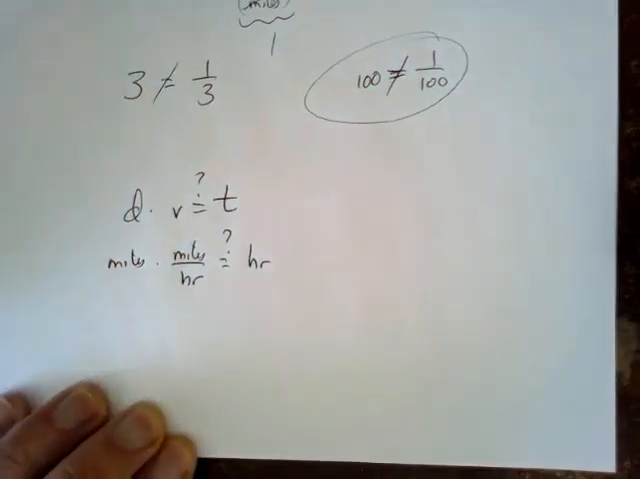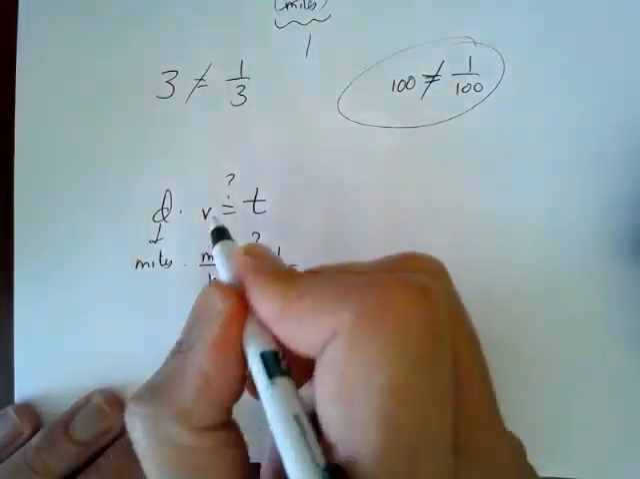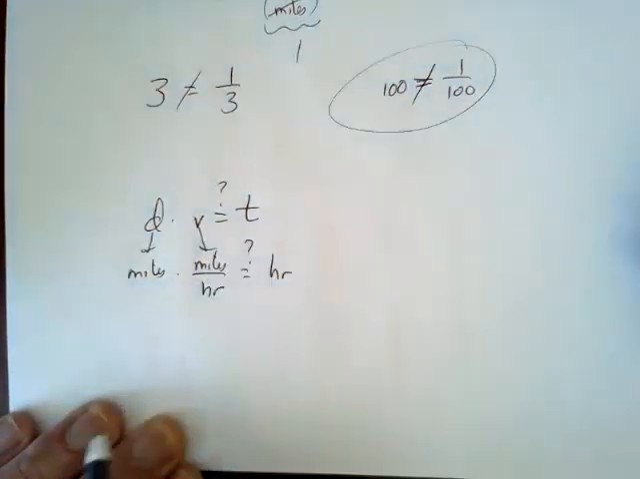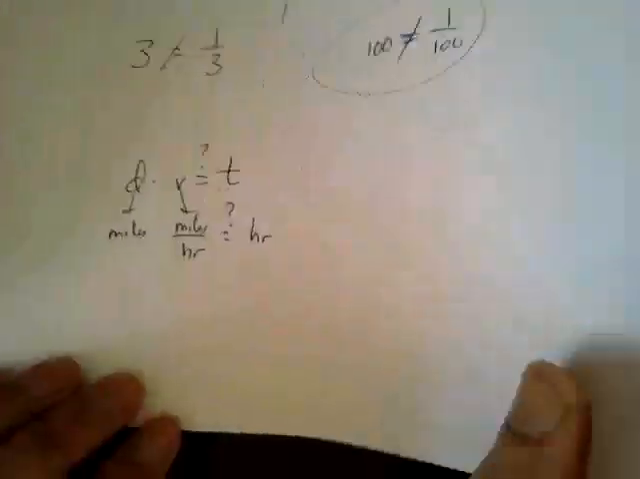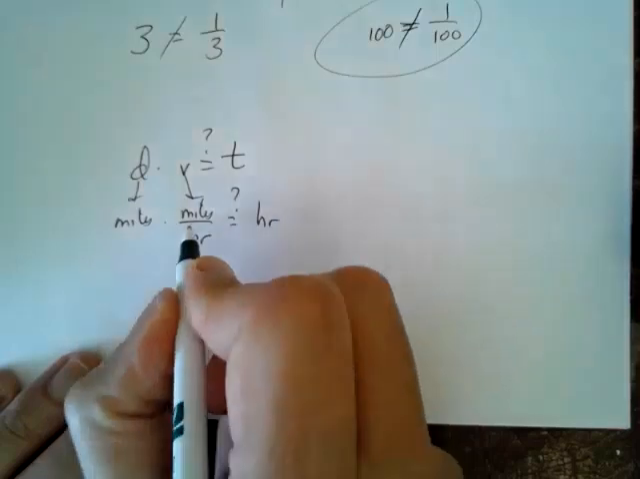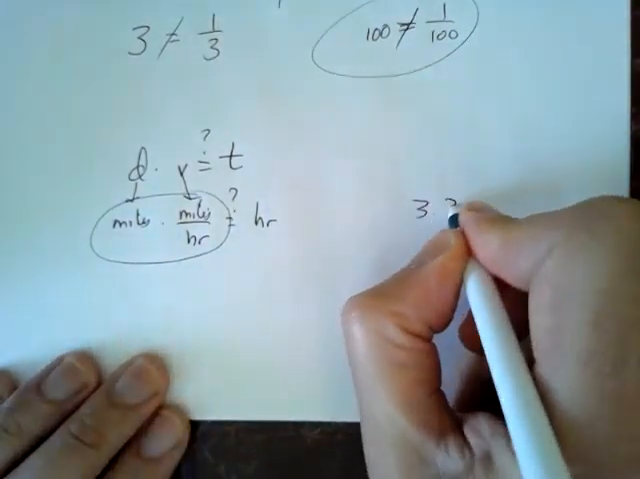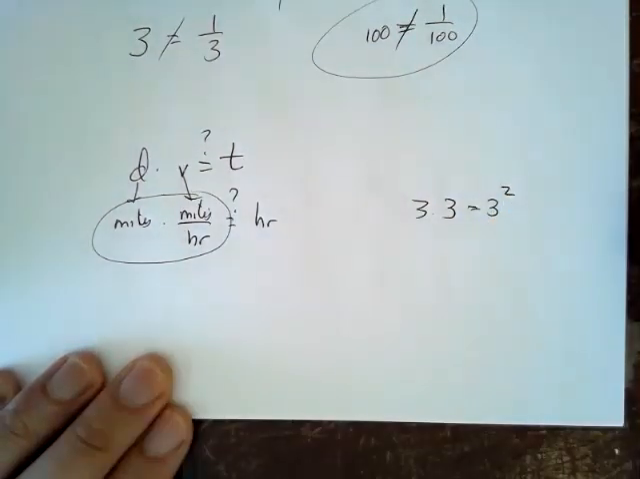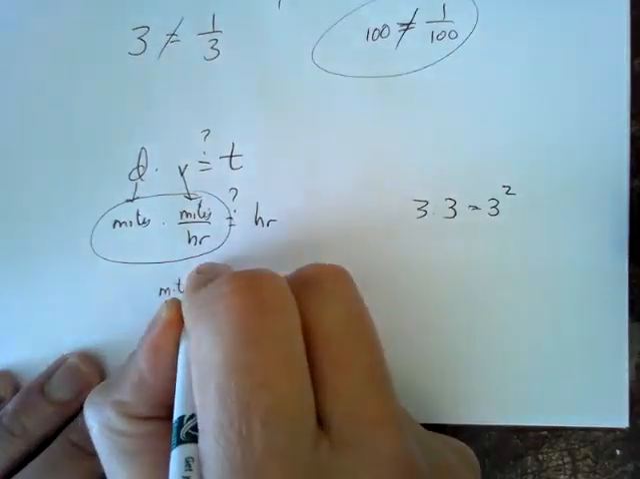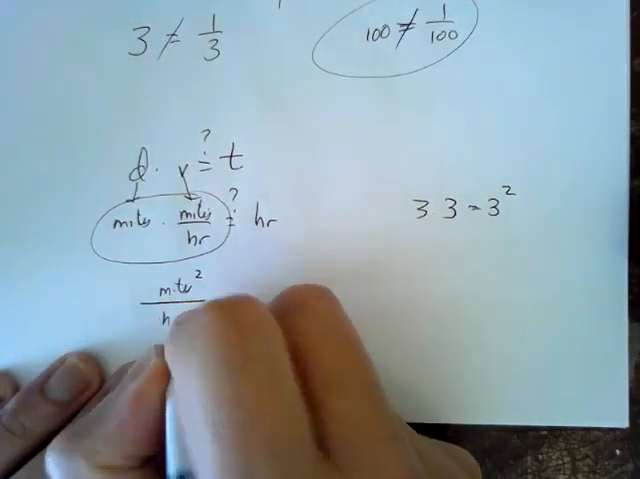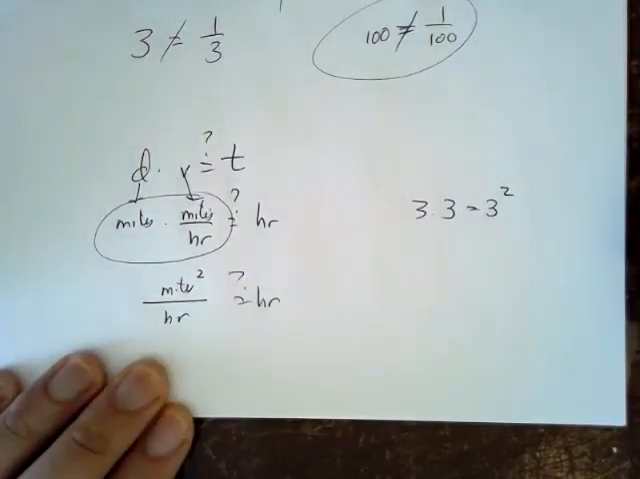Okay, so if we think that might be the right equation, we would get miles as distance, velocity is miles per hour. So just going back to our definitions up here, does that equal hours? Well, in this case we get miles times miles, which would be like 3 times 3. We express 3 times 3 as 3 squared. So miles times miles would be miles squared, and we still have hour in the denominator. Does that equal hours? No.